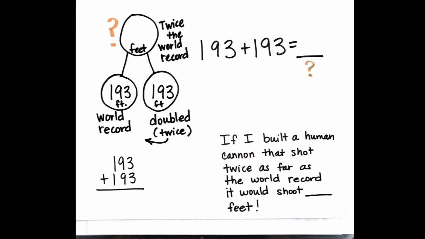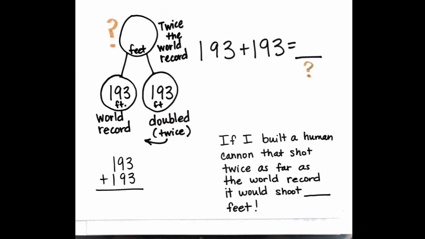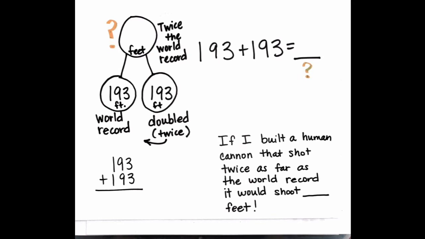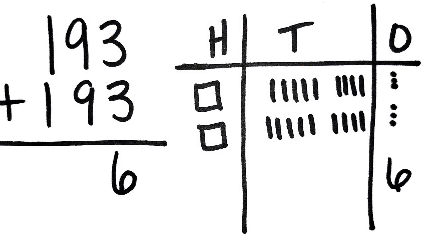I can show that in vertical form, 193 plus 193, the 100s over each other, the 90s in the 10s places directly above each other, and the 3s in the 1s places directly above each other, all lined up. So we can start with the 1s place, and we know that 3 plus 3 is 6. There's no need to regroup anything from the 1s place.